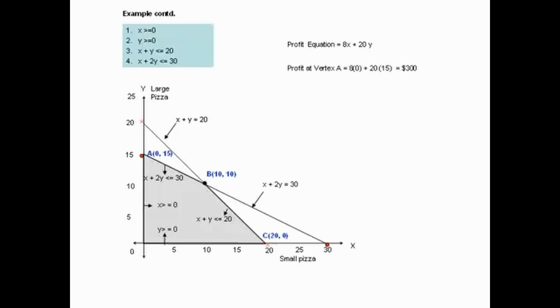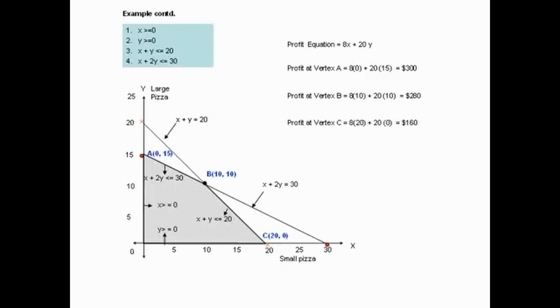So for vertex A, we plug 0 and 15 in the equation, and we see that the profit that we would obtain if we made no small but 15 large pizzas would be $300. At vertex B, if we made 10 large and 10 small pizzas, we would make a profit of $280, and at C, 20 small and no large pizzas would yield a profit of $160.